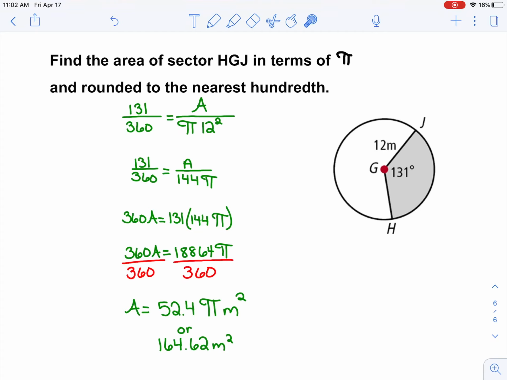Then on the other side of our proportion, we want to find the area of the sector, so we represent that with A because that's what we're going to solve for. And then on the bottom, we want the area of our circle.